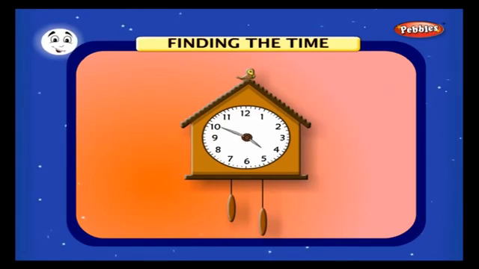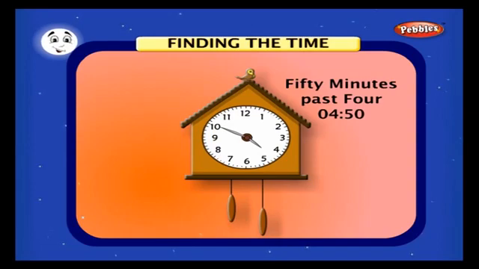In this clock, the minute hand is at 10. It means 10 into 5 is equal to 50 minutes. And the hour hand is between 4 and 5. So the time is 50 minutes past 4.